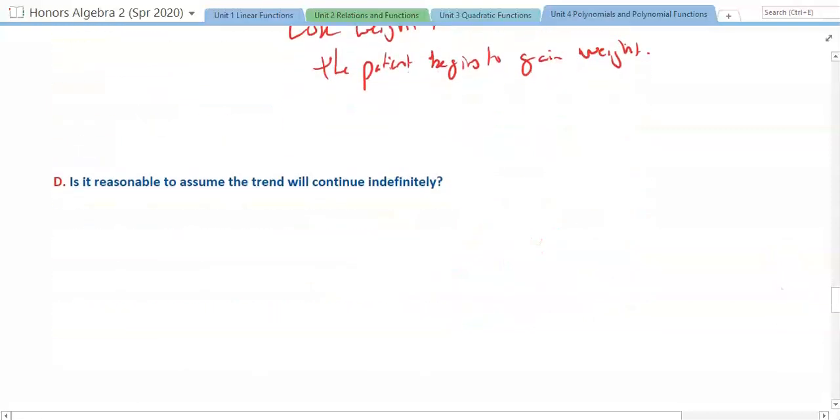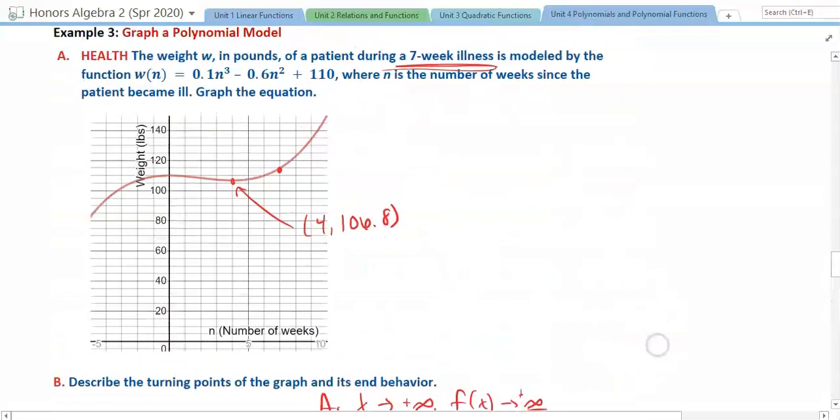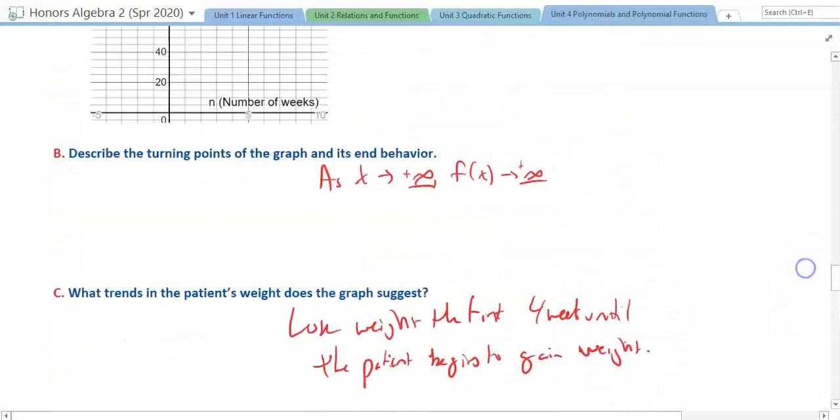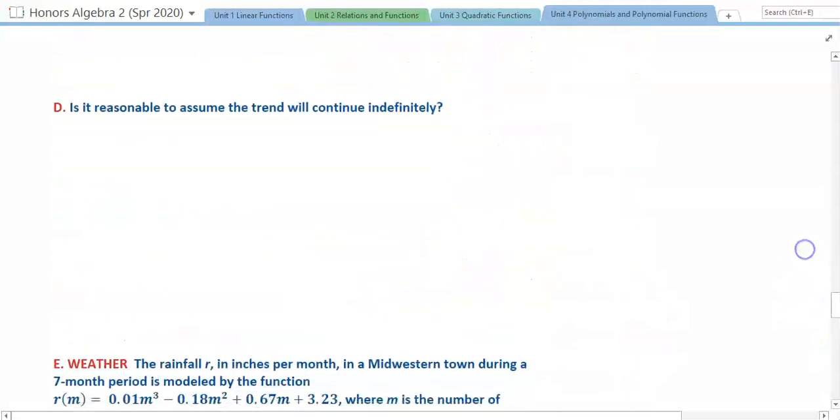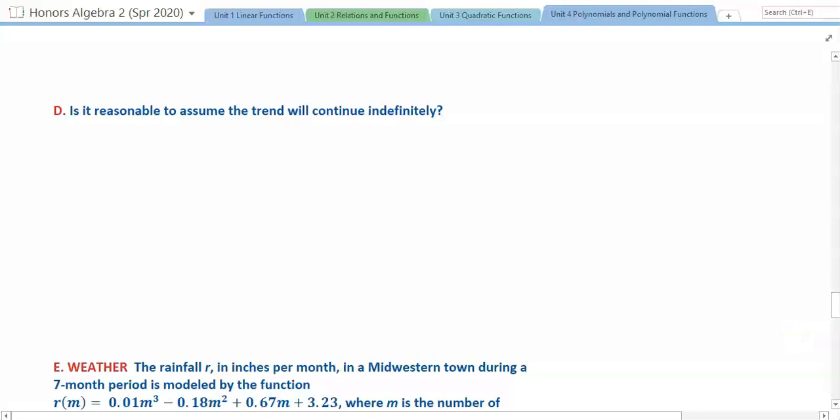And the last question here is, is it reasonable to assume that the trend will continue indefinitely? Well, again, if we look at this graph, the graph is going to continue trending upward, hard and heavy. So is this model really going to suggest that it can go for more weeks past this? Probably not. So the answer here is no, because the trend is to positive infinity.